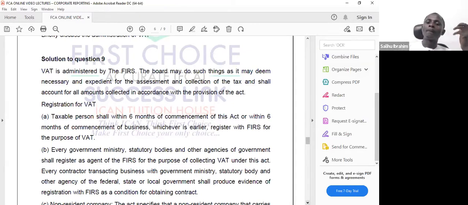Because it is in their power, they have the authority to do everything possible to ensure the collection of value-added tax from government.